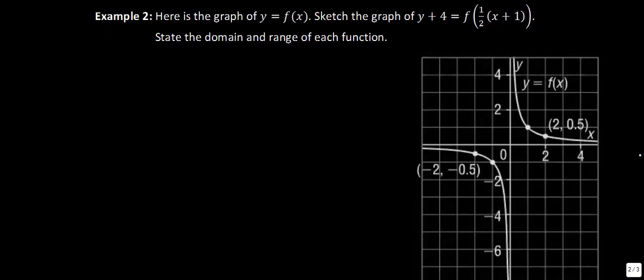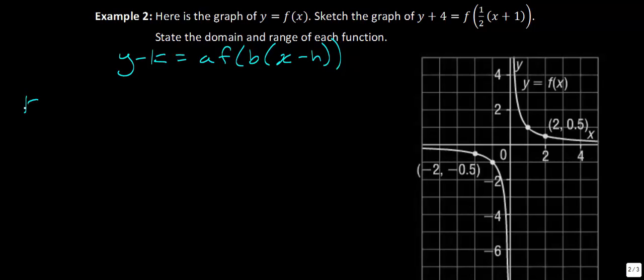Example 2 says, here's the graph of y is equal to f of x. Sketch the graph of y plus 4 is equal to f of 1/2 of x plus 1. Okay, and then after we've done that, they want you to state the domain and range for our original function, the function that is labeled right here, and the new function. So just to remind you of the format that we've learned, I'll write it right here, maybe in this blue color. We have y minus k is equal to a f of b of x minus h, like so.